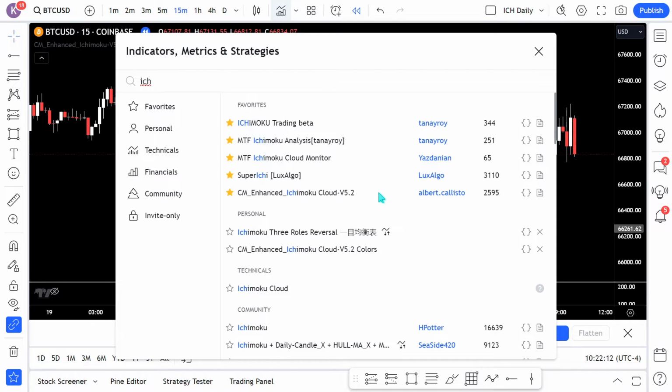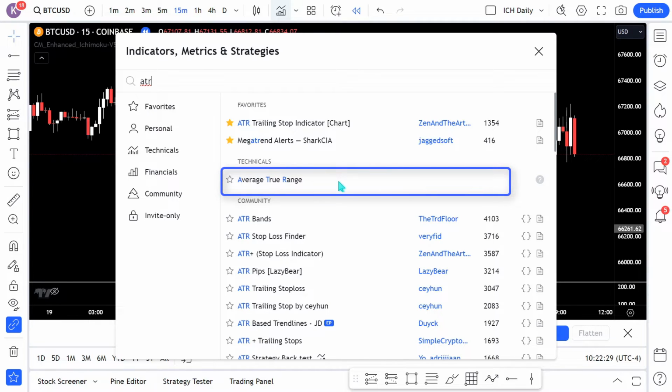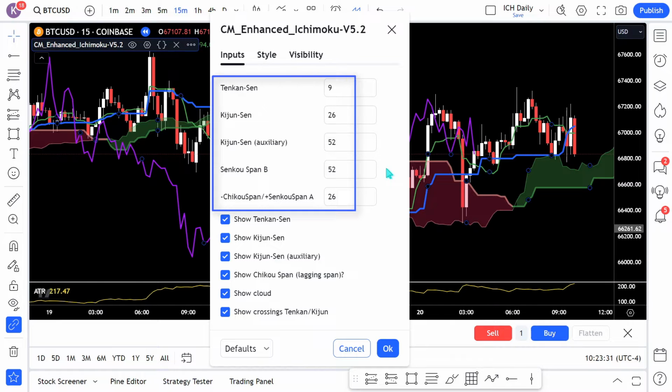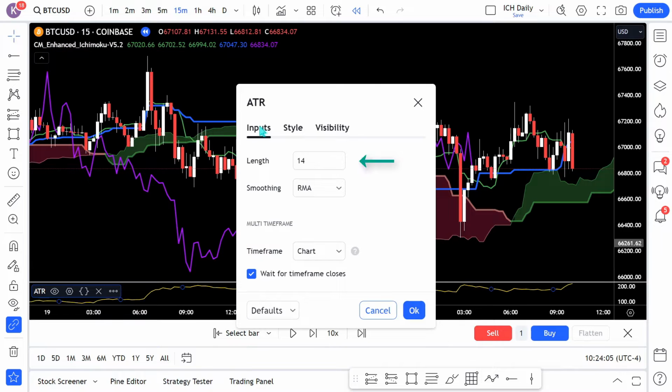For this strategy, we only need two indicators. Search for Ichimoku, and the one we're going to use is called CM Enhanced. And the other one is just the standard ATR. I keep all the Ichimoku settings on default: 9, 26, 52, 52, 26. Same for the ATR, I keep it on 14.